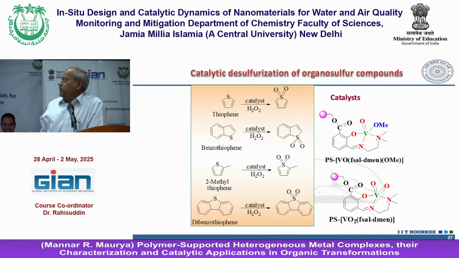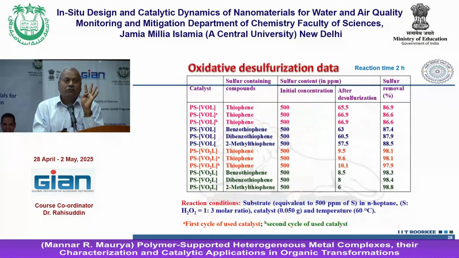So what we have tried here, we have tried to oxidize different organic sulfides. Different types of sulfides you will find there, and of course we have used this catalyst. Okay, how have you done that? We have prepared a solution of like 500 ppm in simple N-heptane. So you are making like gasoline, you are making like petroleum products.